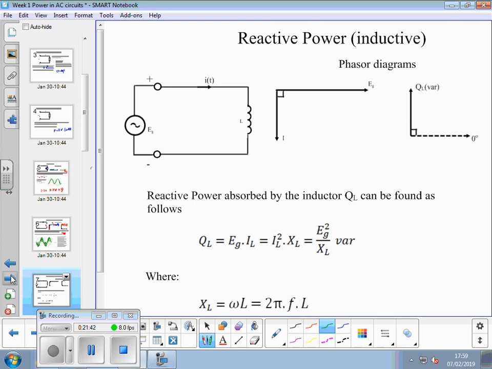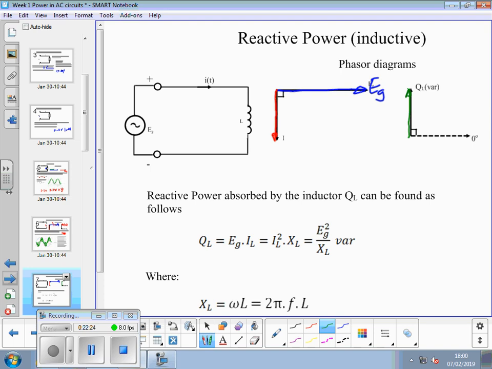I've got a phasor diagram here now. There's my voltage. I didn't want that in green, did I? I had the voltage in blue, I think. There's my current in red. We've also got a power phasor.